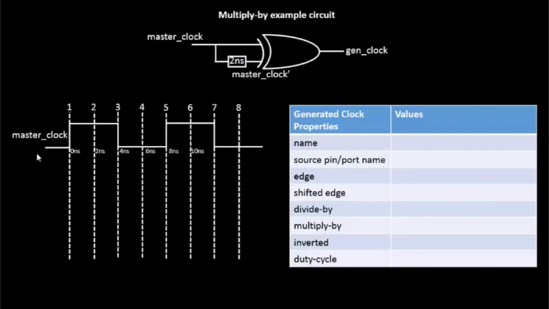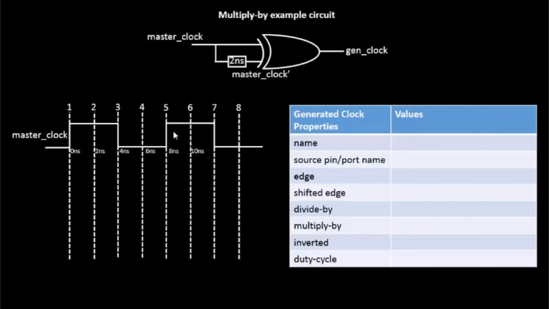For example, you have this master clock, which rises at 0 nanoseconds, falls at 4, and has its third edge, the next rise, at 8 nanoseconds. So this master clock has a period of 8 nanoseconds, because this is one full clock cycle.